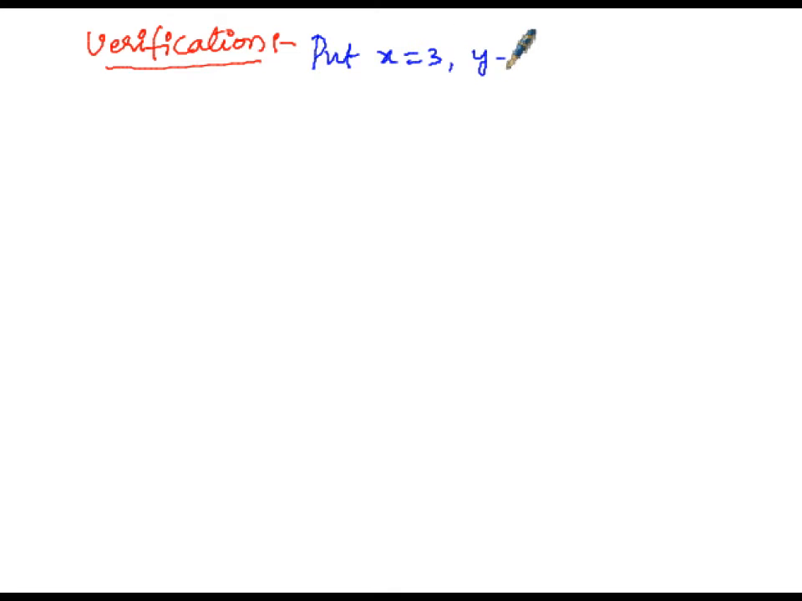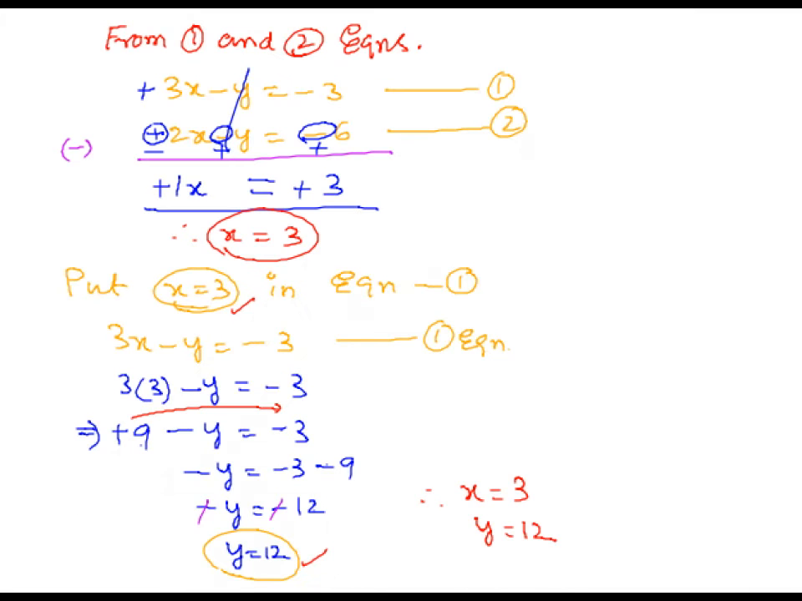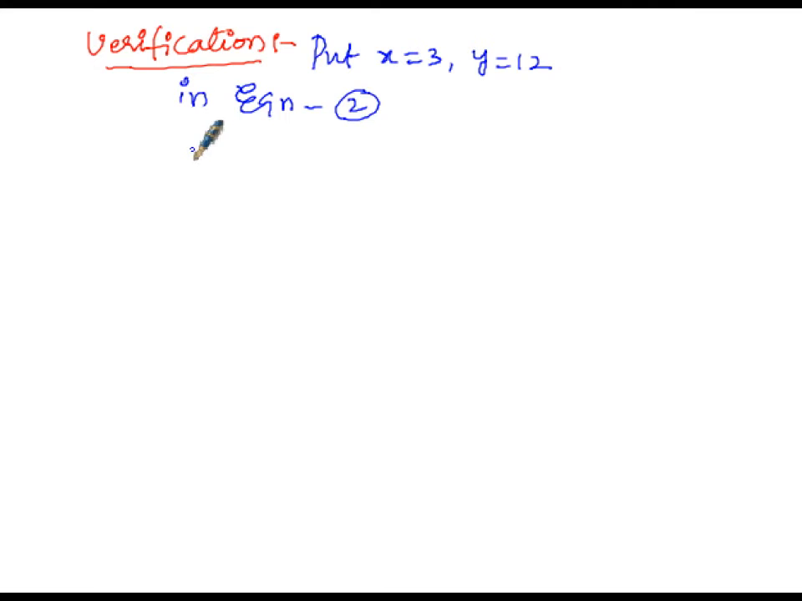So in our verification, put x equals 3 and y equals 12 in equation number 2. The equation number 2 is 2x minus y equals minus 6. 2x minus y equals minus 6 is our equation number 2, that is the second equation.